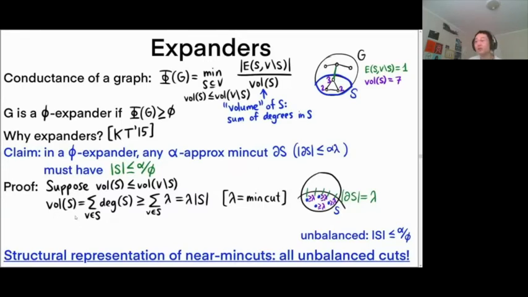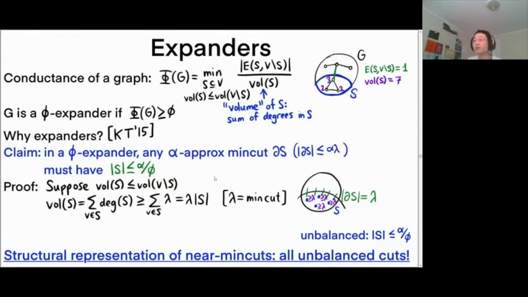So the volume is by definition the sum of the degrees of the vertices. This should be B here. Sum of the degrees of vertices. And now every single vertex can induce a cut itself. So for each vertex, we can just delete its neighbors, and that gives us a cut. This cut must be at least a min cut. So that means that the degree of each vertex must be at least lambda. So we get lambda times S, the size of S.